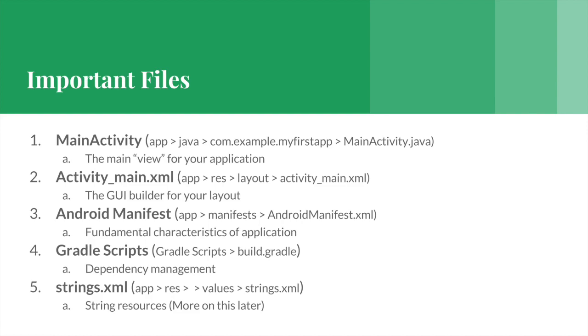The manifest file is just going to check, like it says, for fundamental characteristics. If you want to change the API level you're targeting, so if you want to make something for the very most brand new version of Android, that'd be where you'd be working. You'd be changing some settings in there to do that.